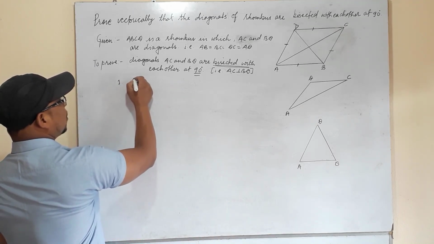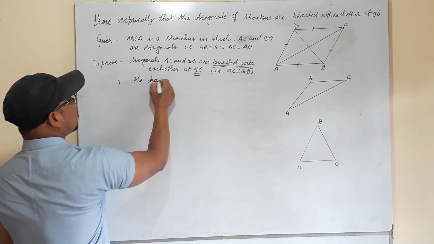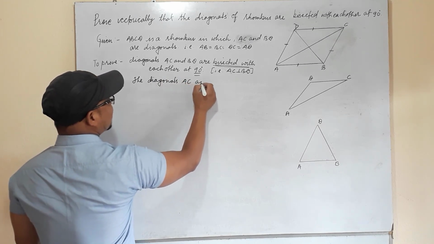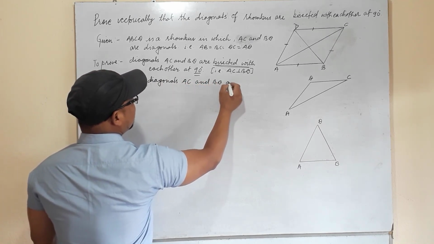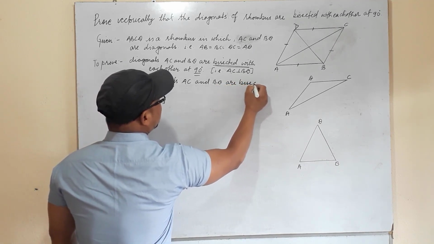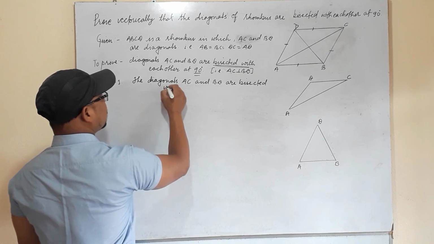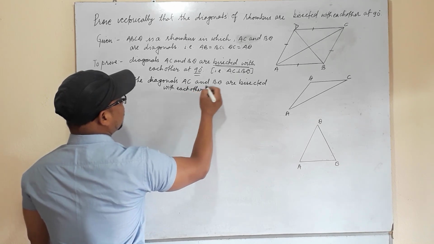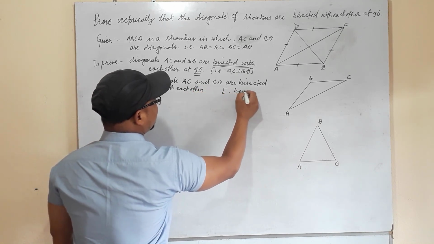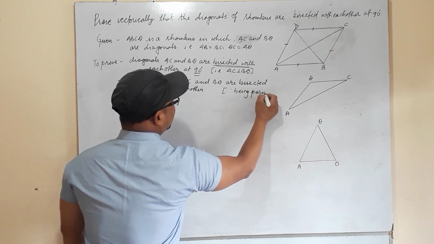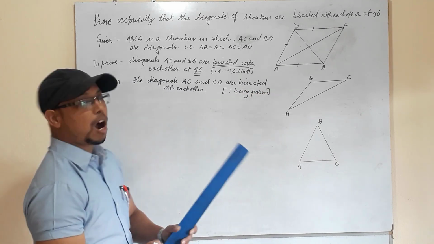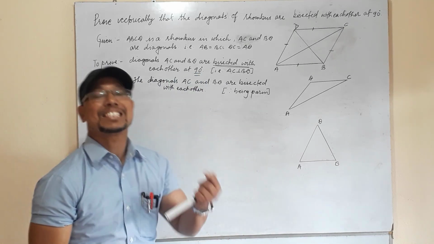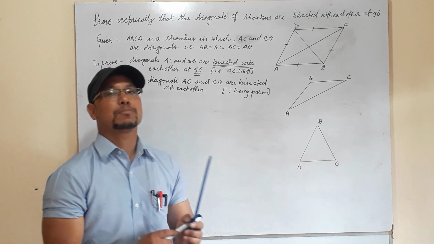So let me write one number. One: the diagonals AC and BD are bisected with each other. The reason is being a parallelogram. Now our main focus is on 90 degrees. They are bisected with each other at 90 degrees. Now let's prove 90 degrees.